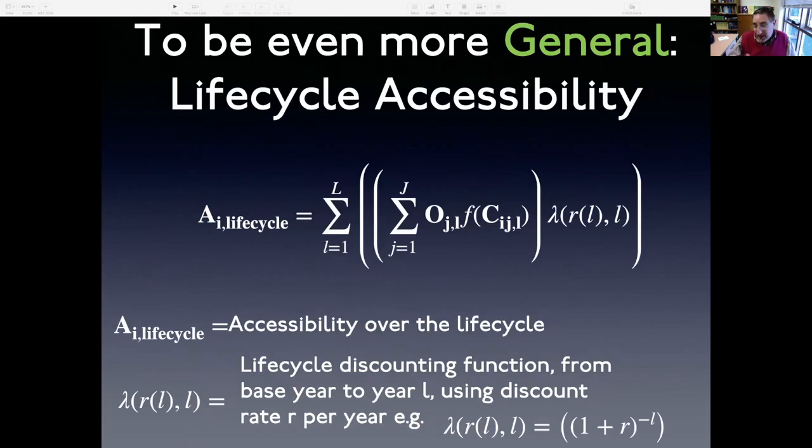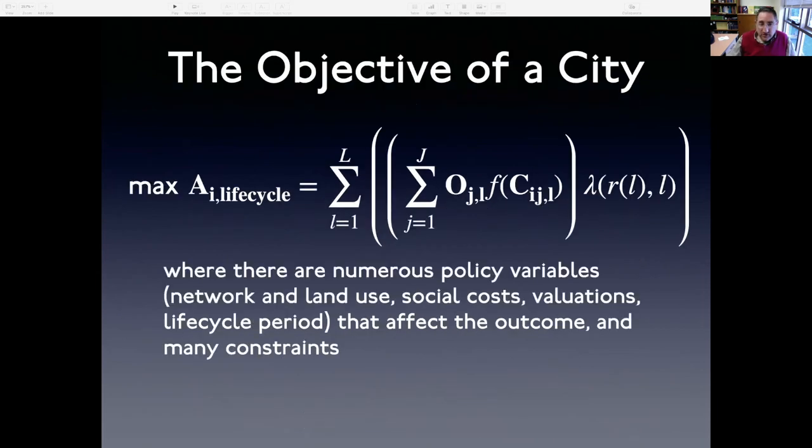So that said, I'll just point out that we might also want to think about this not just at one point in time, but at many different future points in time. And then we can do some sort of life cycle analysis where we think about some sort of discounting function. And this is another way that we can extend the analysis. And so what is a city trying to do? What a city is trying to do is maximize the accessibility for its residents over a long period of time, favoring times that are going to happen soon over times that are a long time away from now, in the far future.